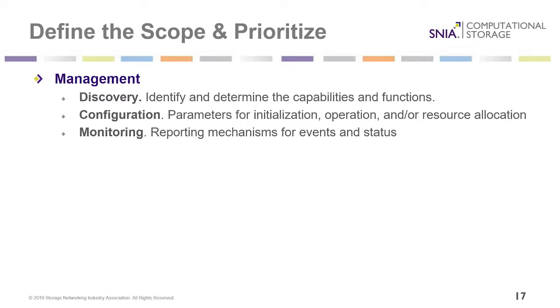So within the scope, what are the things that we're looking at? The first piece, when we talk about management, we're really talking in terms from the computational storage Twig, discovery. How does a host know that I'm there, that I am a computational storage service? How does it know what capabilities I have and what I'm able to do? So we're working on defining what those things are that the host needs to be aware of so that we can publish that.